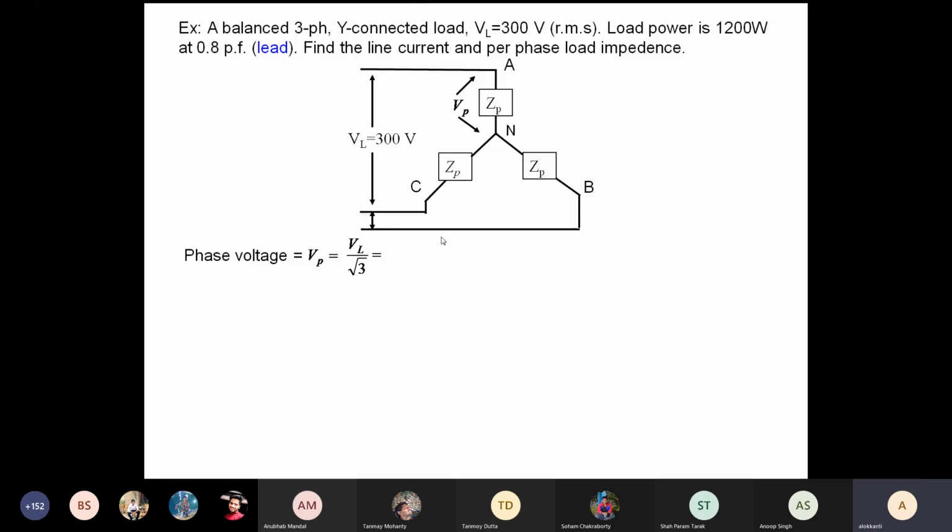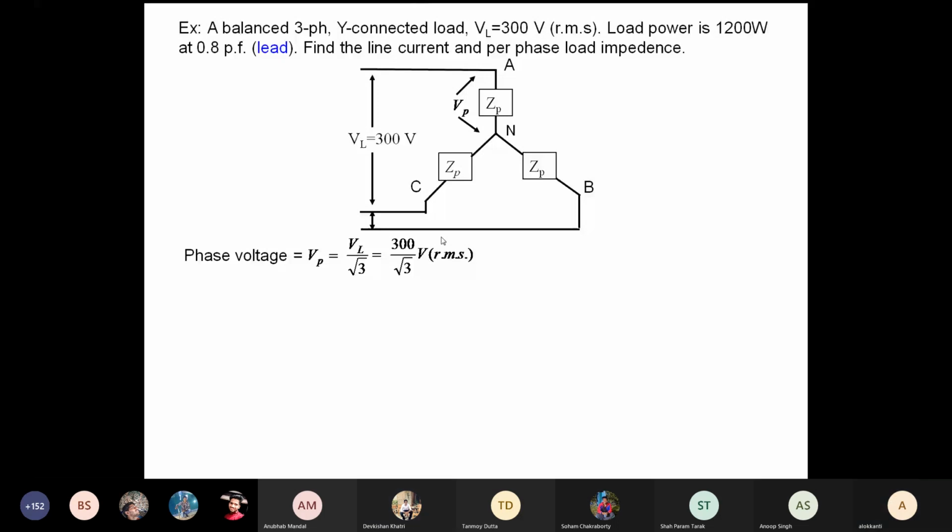And this is equal to what? 300 by root 3 volts RMS. Yes, so all those things we can do. Maybe we may not do it now, because we may get some other advantage if we do all those calculations at the end. So this is the phase voltage.